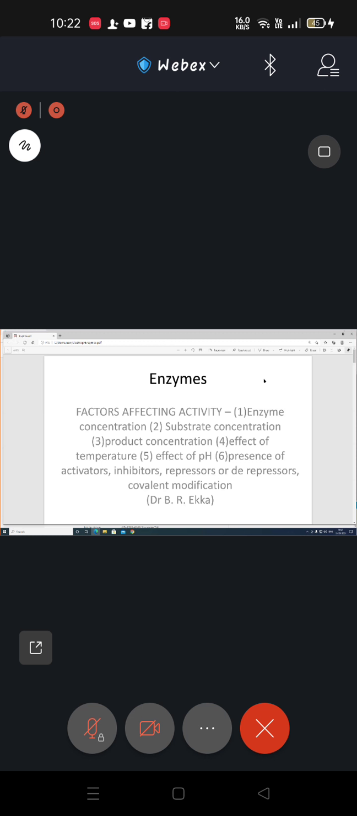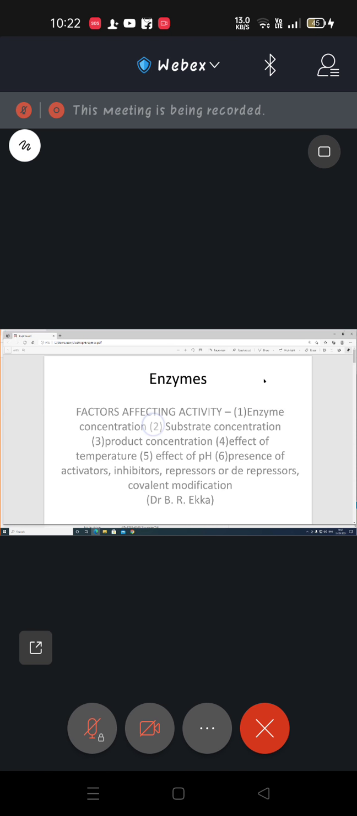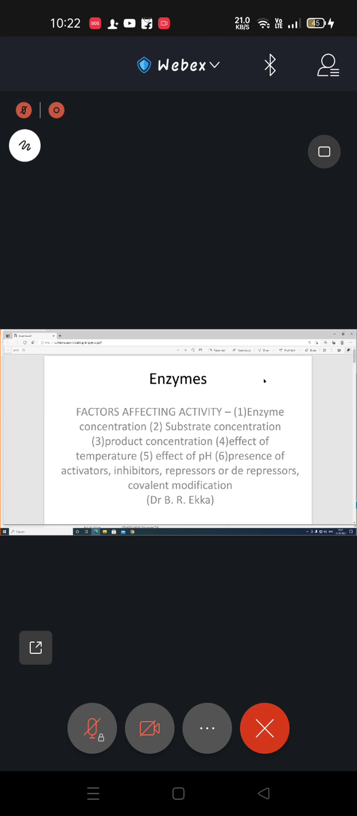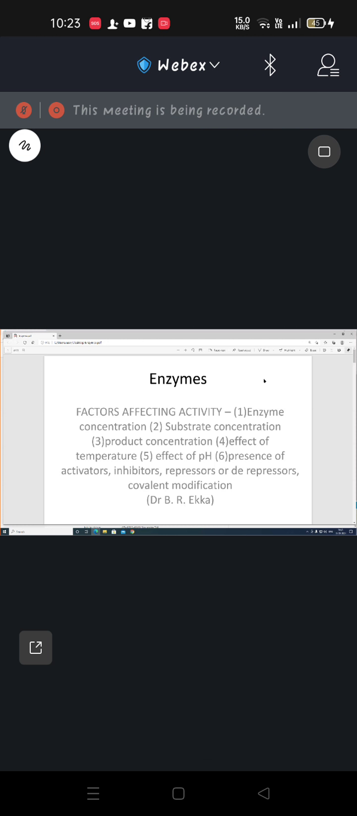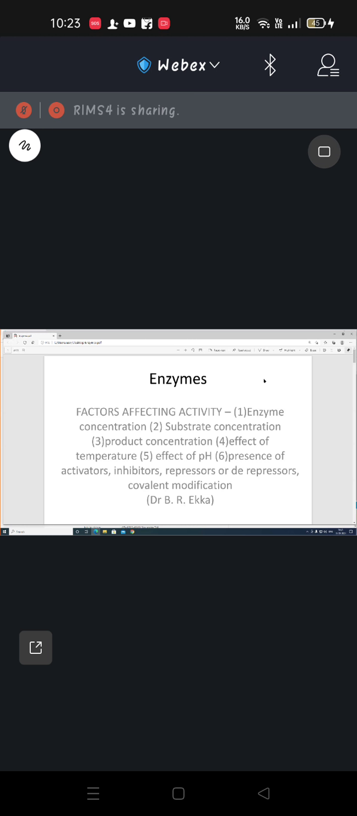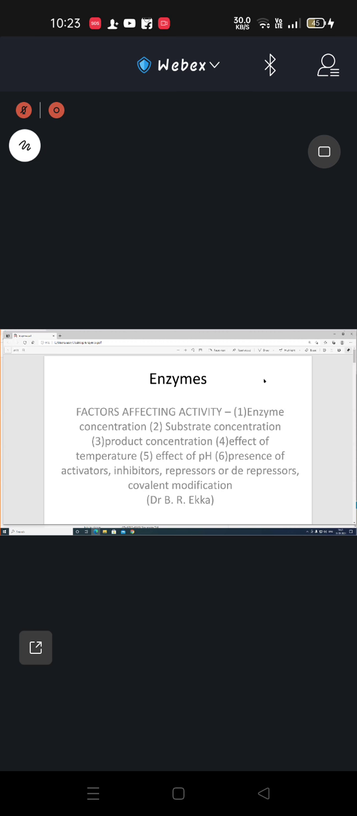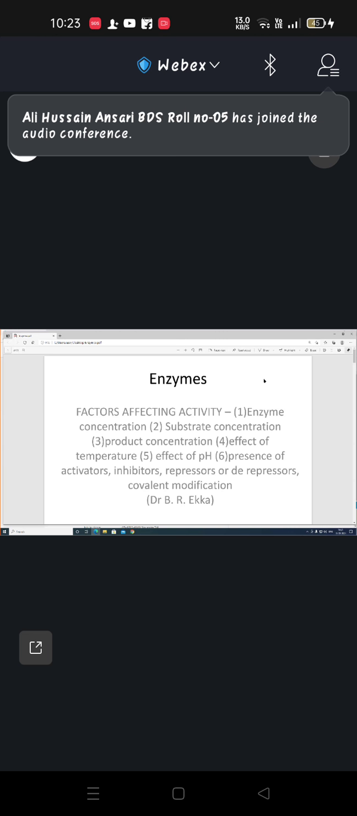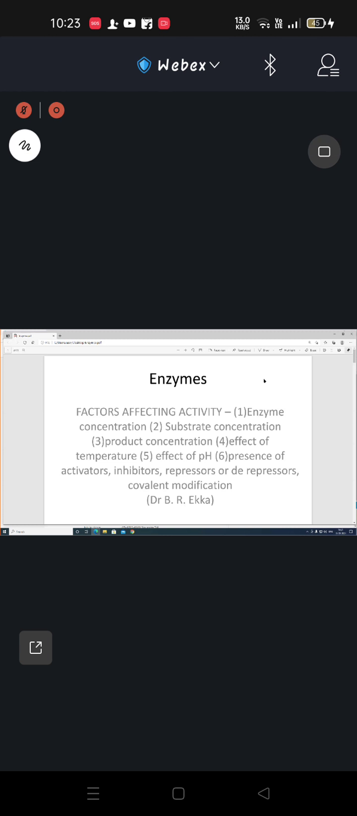Then other examples are biotin, which transfers carbon dioxide, coenzyme A, which transfers the acyl group, and tetrahydrofolate, which transfers one carbon groups. So TPP transfers the hydroxyethyl group, pyridoxal phosphate transfers the amino group, biotin transfers carbon dioxide, coenzyme A transfers acyl groups, and tetrahydrofolate transfers one carbon group. These are the examples of the second group of coenzymes.